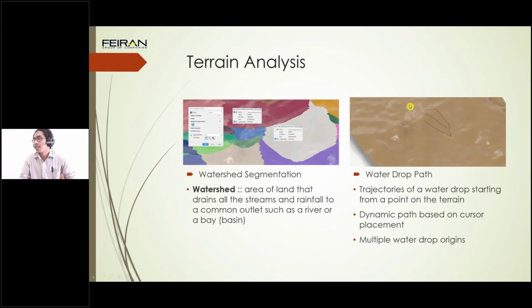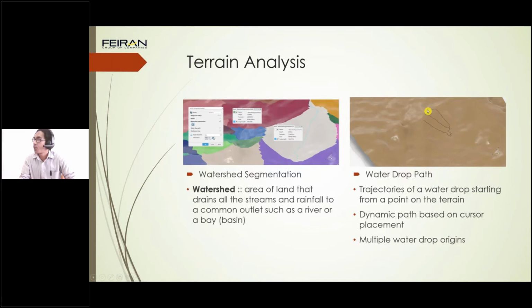Okay, the next analysis that we can perform is similar to watershed actually, but this is more dynamic. What does dynamic mean? We can pinpoint a certain area of interest or a certain point of interest with our cursor. So whenever we click our cursor on the terrain, the analysis will run automatically and produce a water drop path.